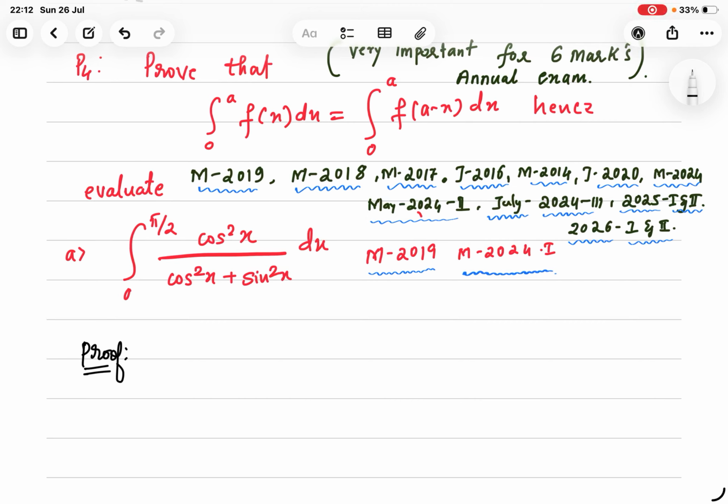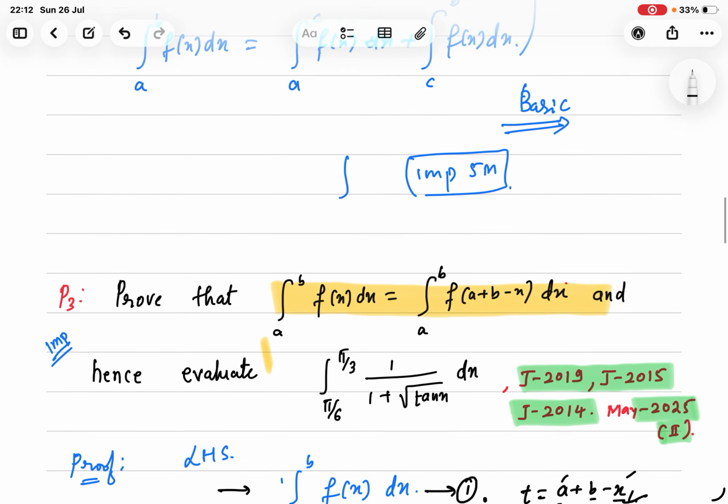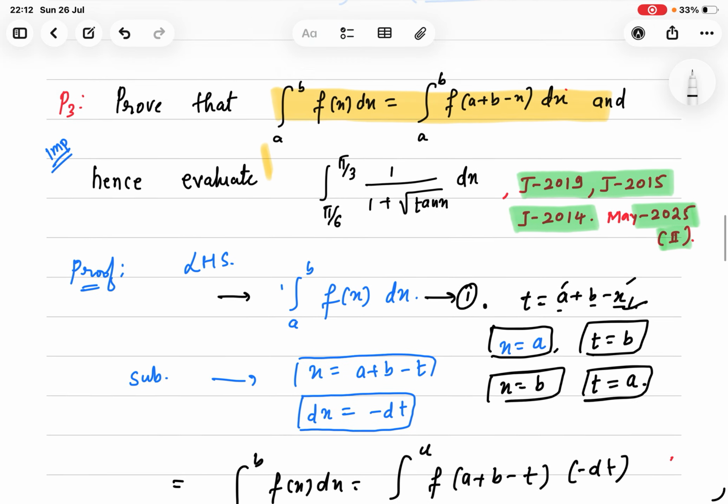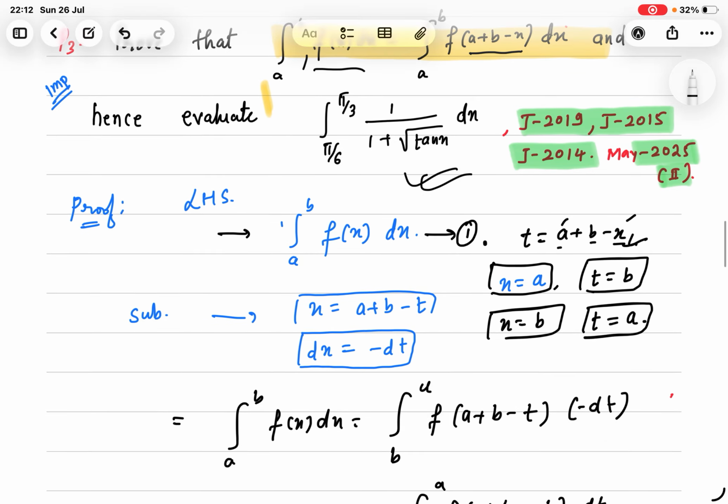Hi dear students, in this class we are going to discuss property 4. It means it is property number 5. We can call it P4 because it starts from P0, P1, P2, P3. And in the last class we solved that the integral from a to b of f of x with respect to x is equal to the integral from a to b of f of a plus b minus x, with one example also.